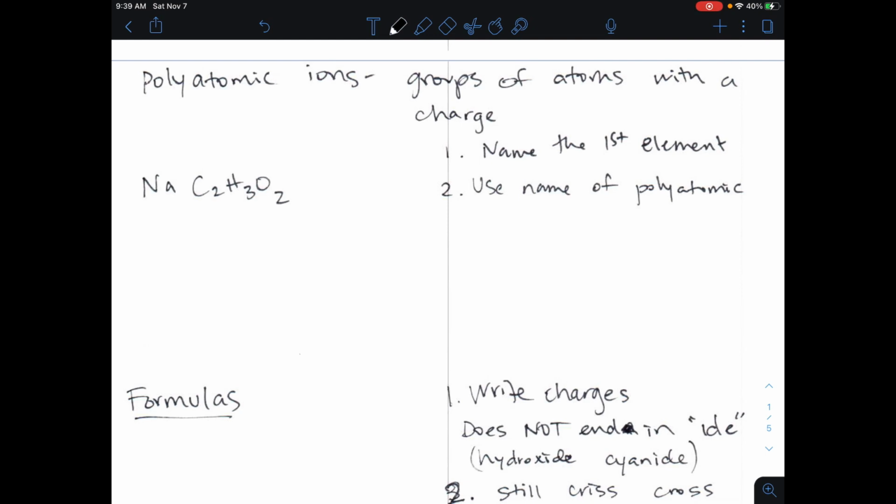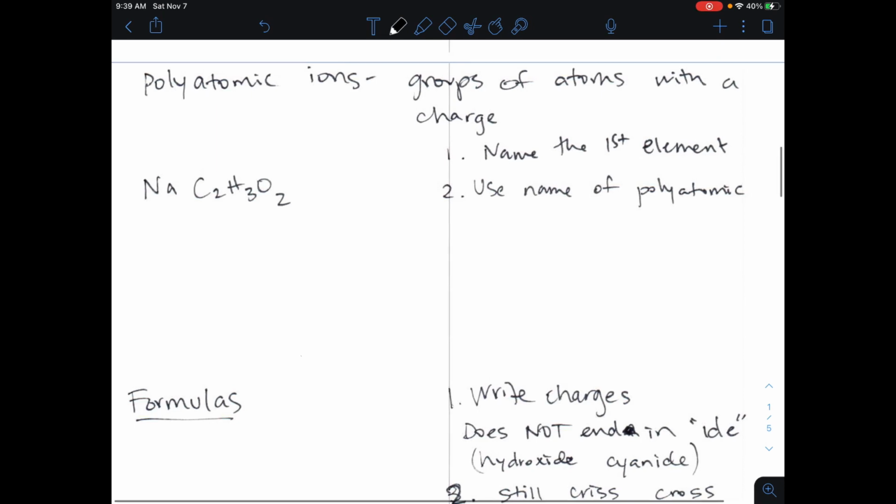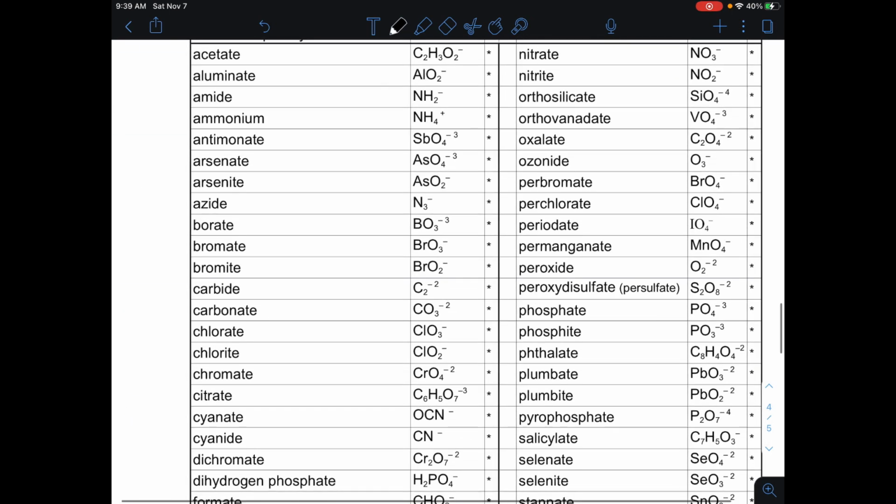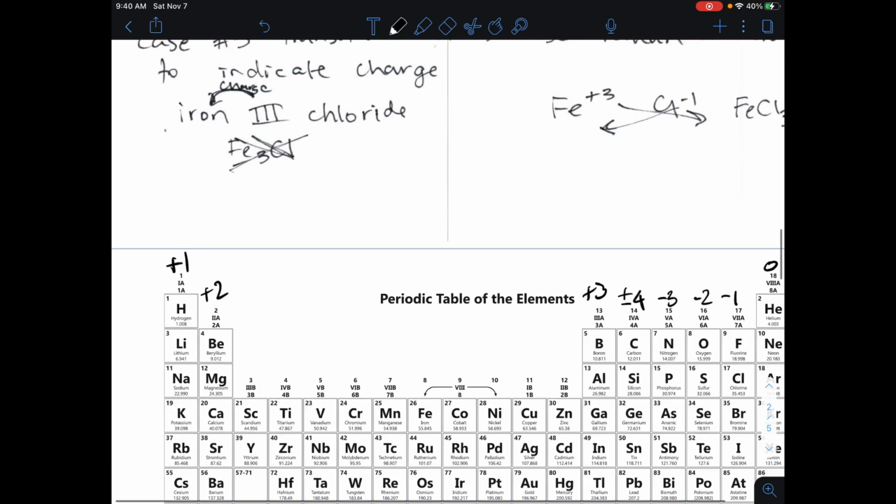So when you're doing the notes, we'll start with naming again. I think it's the easier one. When you're naming polyatomics, you still name the first element, and now it's even easier. You don't need to give anything an -ide ending. All you need to do is read the name of the polyatomic right off of here. Okay, so you find the name, and then you just literally write it down.